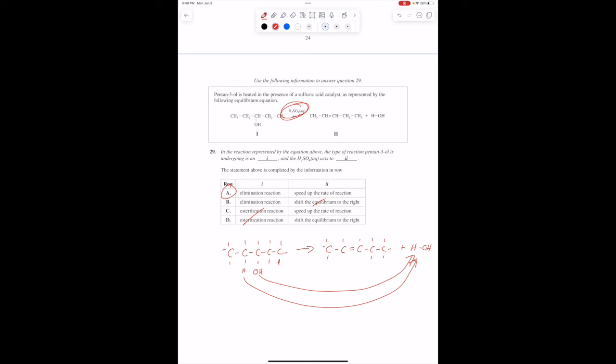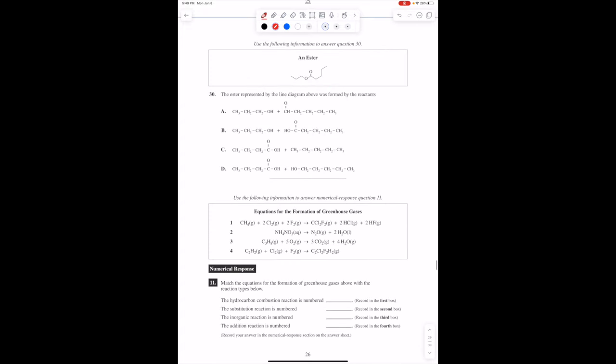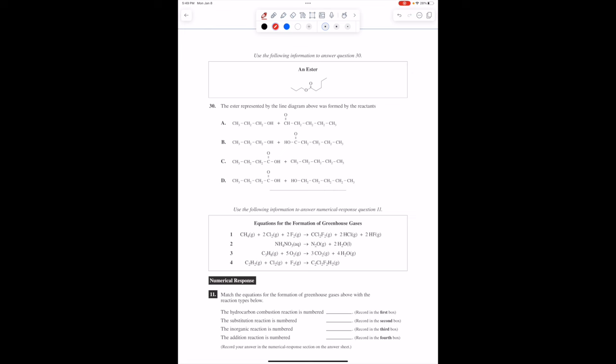Okay, let's keep going. Number 30, I think we might be 3/4 of the way done or getting close. Okay, an ester represented by the line diagram above was formed by the reactants. Okay, so an ester is when you have, remember you have to have a carboxylic acid, plus an alcohol, and that makes an ester and water. All right, so oh, they want me to talk about this particular one, the ester represented by the line diagram, was formed by, oh, okay, so what made this?